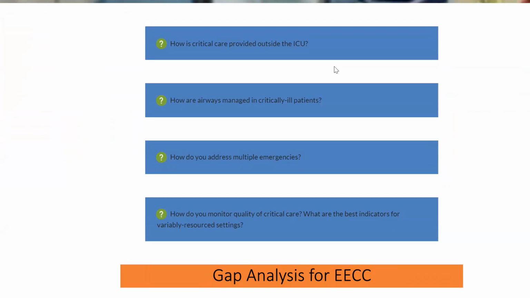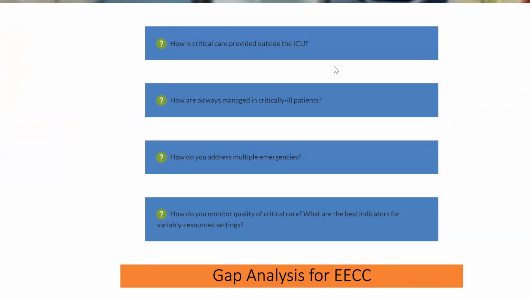So I want to take up from here, and we're going to discuss just briefly the critical care aspect. We all know that during the COVID pandemic, there was a lot of need in critical care. So it's good to have a refresher on critical care. The first thing is, how is critical care provided outside the ICU?